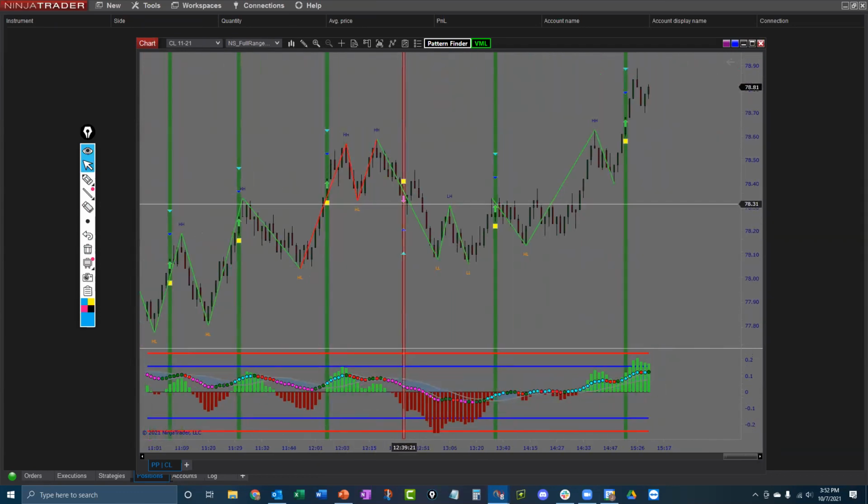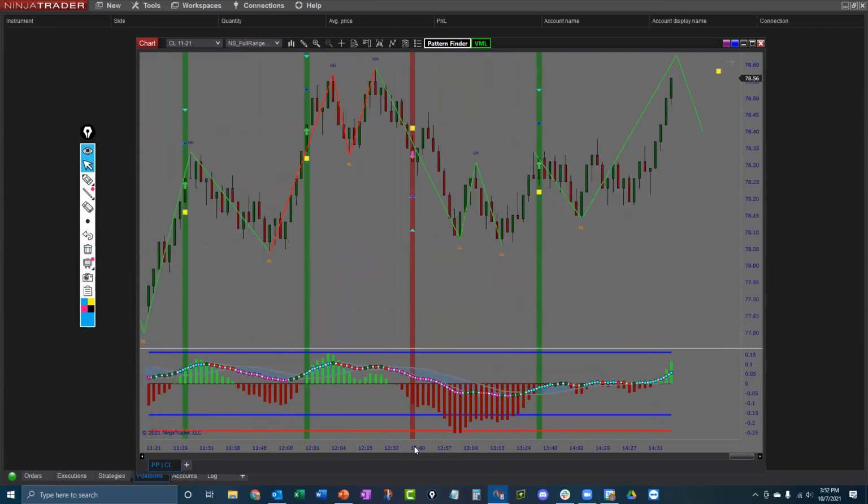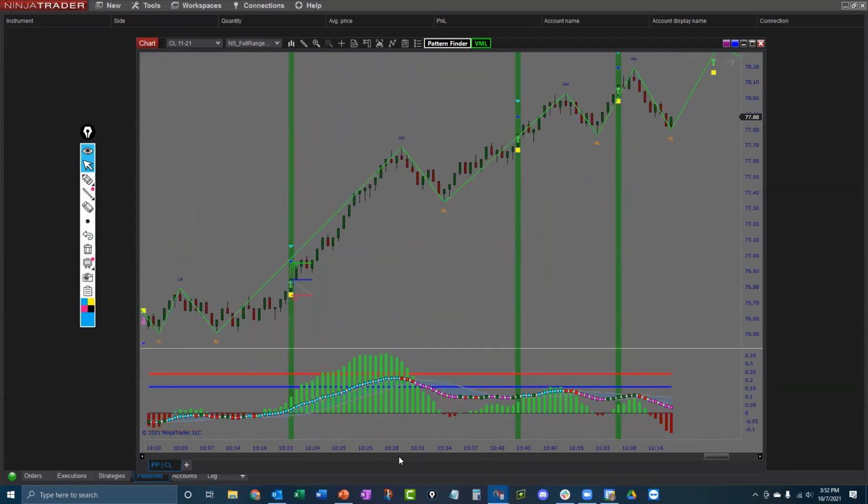I'm waiting for the short, and I've got a higher high, but it's not that much higher. I'd be interested in this trade. Honestly, even though it's a stop out, I would have probably been interested in that trade. Wouldn't have worked, but such is life. It's also 12:30 in the afternoon, so I wouldn't be trading at that time anyway.